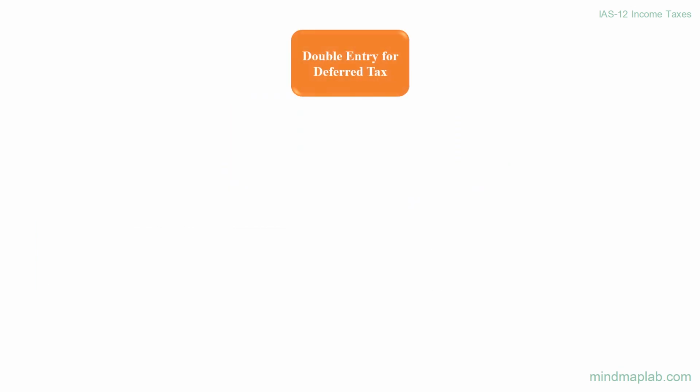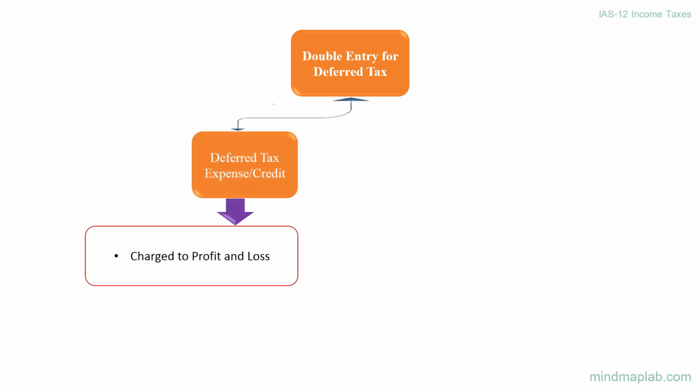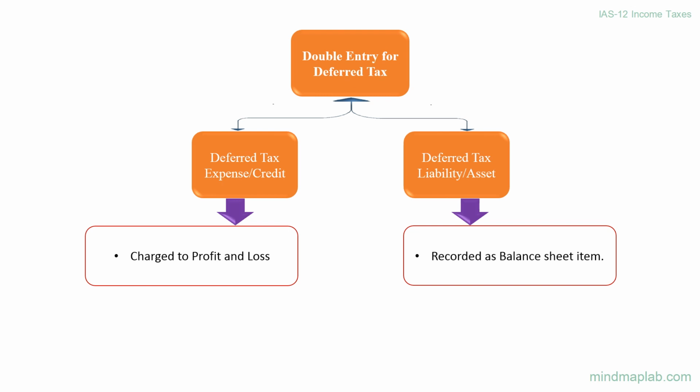Double entry for deferred tax. Deferred tax expense or credit is charged to profit and loss. Deferred tax liability or asset is recorded as a balance sheet item.